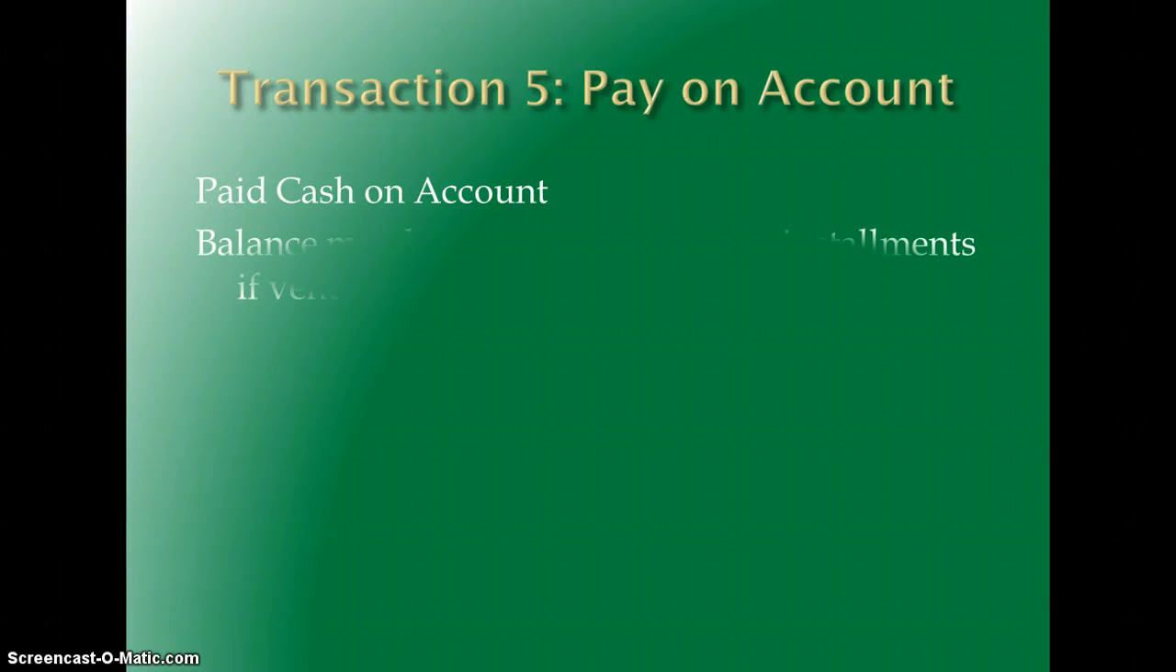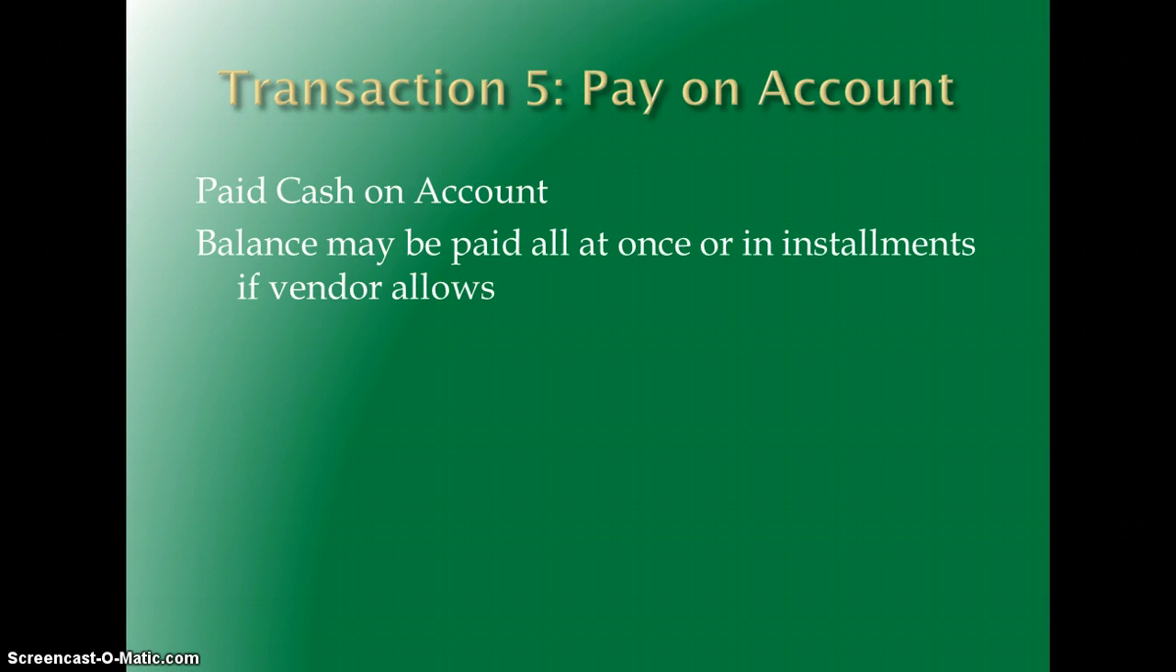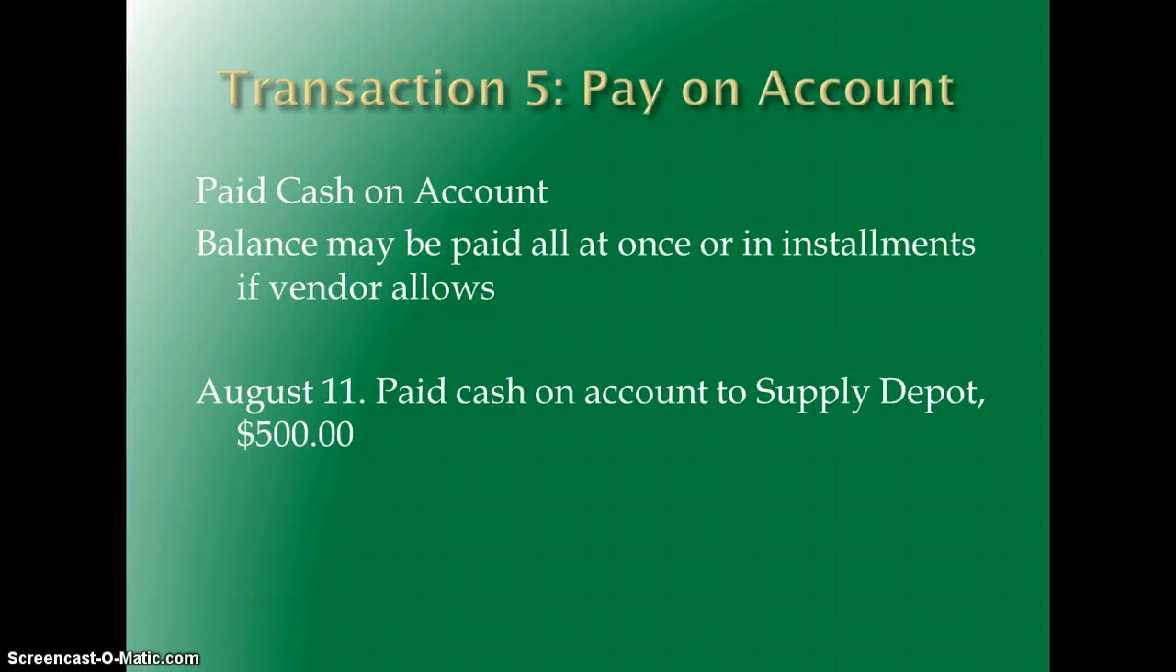This is paying cash on account. I bought my supplies from Supply Depot, and now it's time for me to pay off my balance. A balance must be paid all at once, or in installments if the vendor allows. The transaction: paid cash on account to Supply Depot for $500. A couple of days later, I get my bill from Supply Depot, and I decide I'm going to go ahead and send them a check.